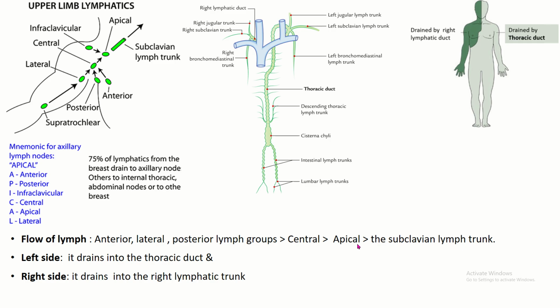From this apical group, the subclavian lymph trunk of the right side drains at the junction of the internal jugular vein and right subclavian vein. On the left side, the left subclavian trunk drains into the thoracic duct. This thoracic duct drains into the left internal jugular vein and left subclavian vein.